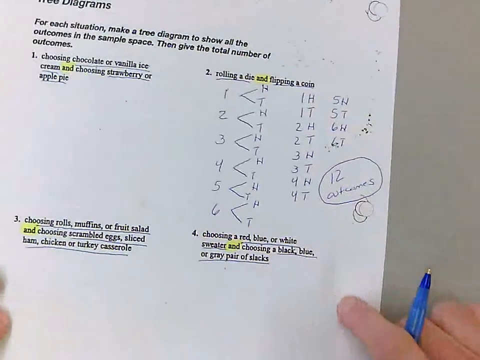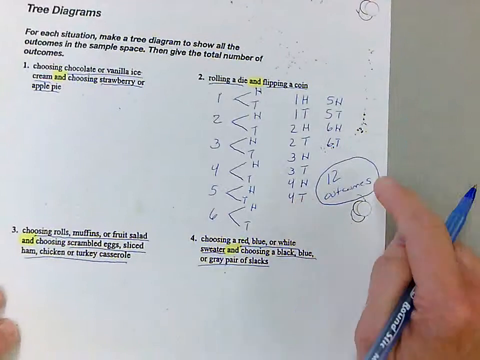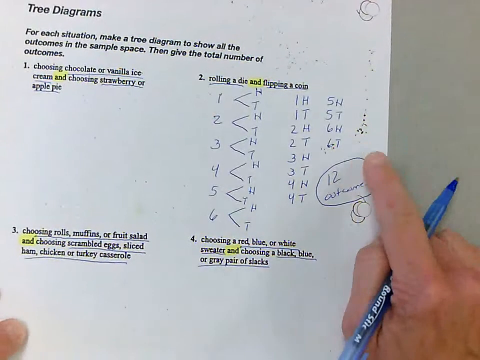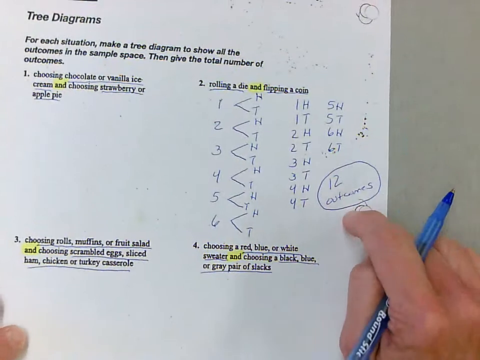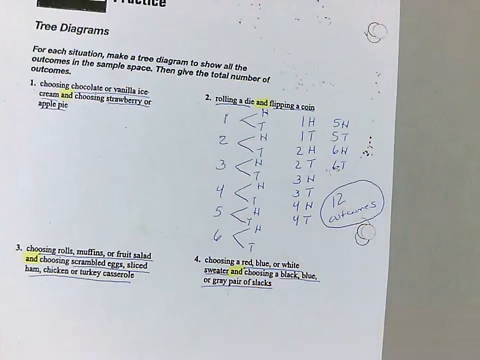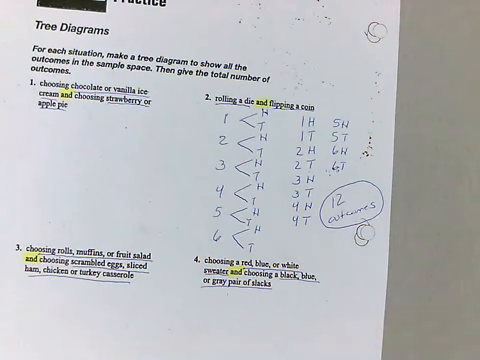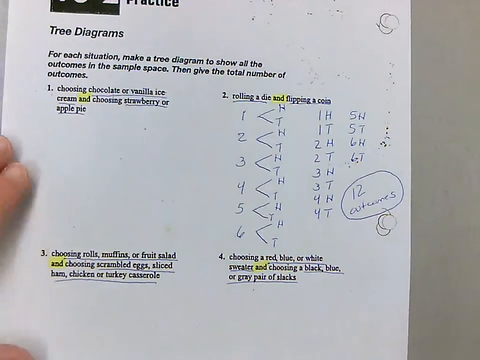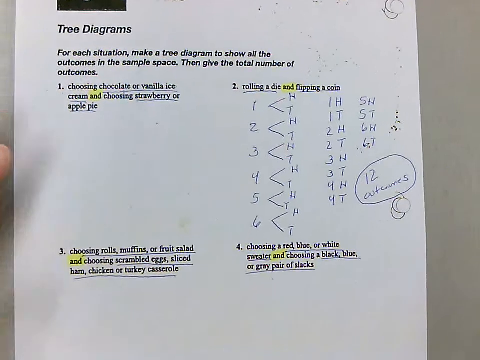So each one, you're drawing the tree diagram, you're writing down the sample space, the results, and then you're getting the number of outcomes at the end. So like I said, the answers for this, for you to check, will be on the agenda. And then afterwards, take a look at the rest of the agenda and finish that out. This should be a short lesson for you today.